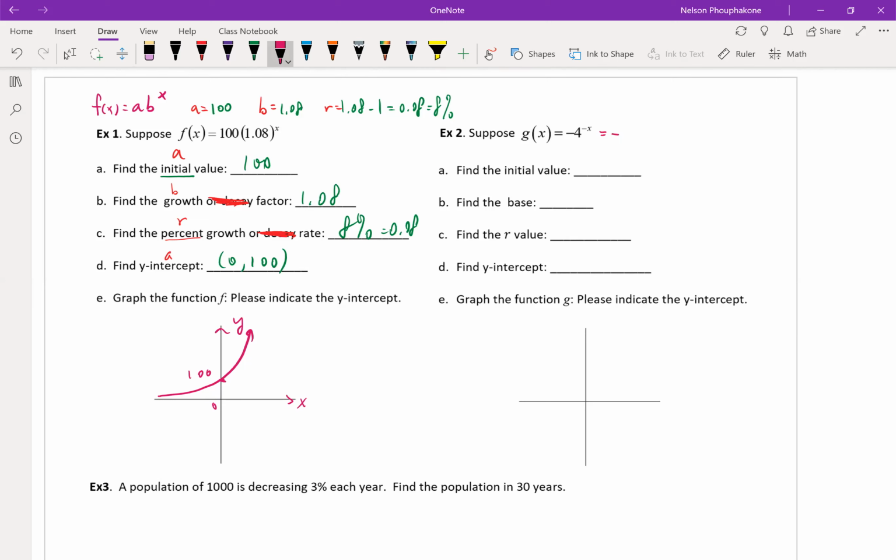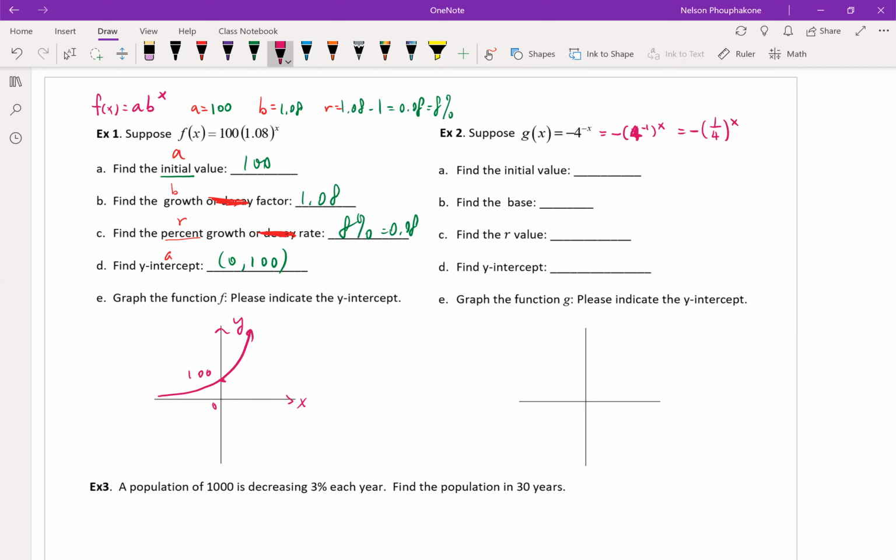Before I do this, I would like to rewrite this into something like this. Again, you know that negative 1 times x is negative x. Then remember x to the negative 1. Oh, I'm sorry, this is 4 right here. My bad. So it will be 4 to the negative 1, which basically is 1/4, right?